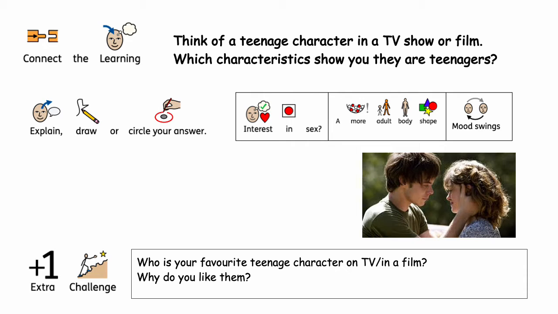You can choose from the answers on the board or in your workbook, and you can discuss, draw, or write down your answer. So do they show an interest in sex? Do they have a more adult body shape? Do they have mood swings? Is there another characteristic that you recognise in these characters that tells you that they are a teenager?